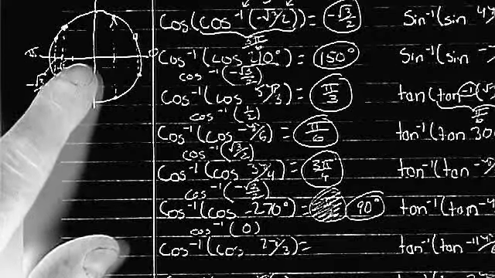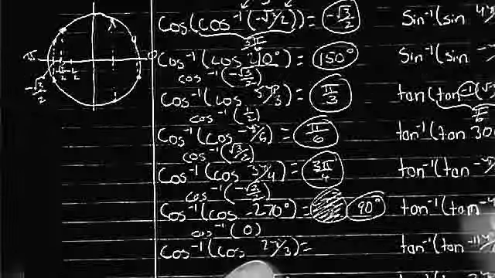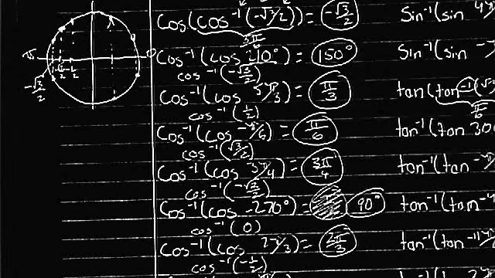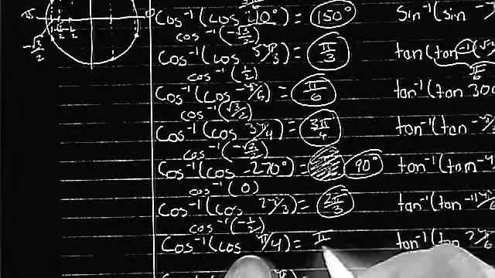Cosine at 2 pi over 3. Okay. Let's see here. 2 pi over 3 is right about here. Cosine of that is negative 1/2. And the cosine inverse of negative 1/2 is 2 pi over 3. See, they canceled out. Because we started with an angle measurement already in the top half. Guess what? Starting with an angle measurement in the top half, pi over 4.